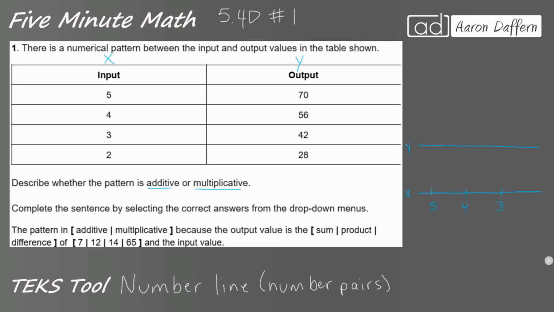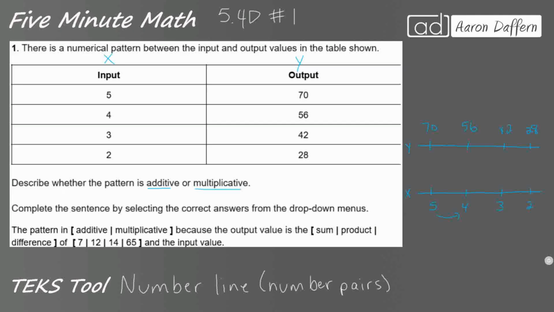So the x, or the input, goes from 5 to 4 to 3 to 2. And then the y goes down as well, but it goes from 70 to 56, 42, 28. Now there's many different ways that we can try to figure out whether or not this is additive or multiplicative. We can guess and check. But one way that we can do is look at the relationships between the x's, or the inputs, and the y's, or the outputs.